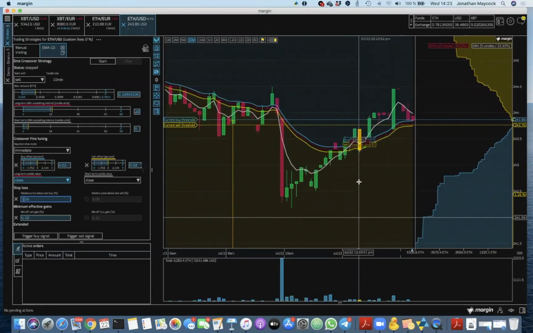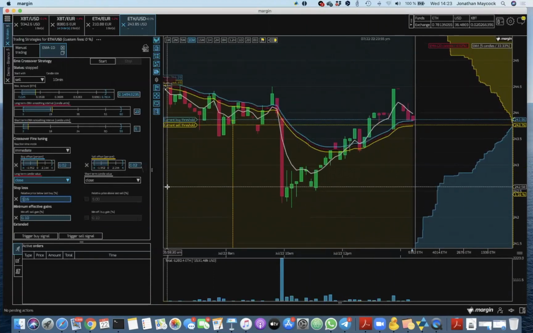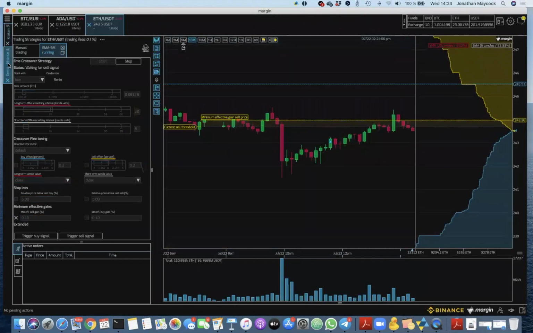And another really important parameter is a minimum effective gain. Okay, and let me maybe switch here just to show you. I think there's one running. Yeah, I have one running here for a minimum effective gain.